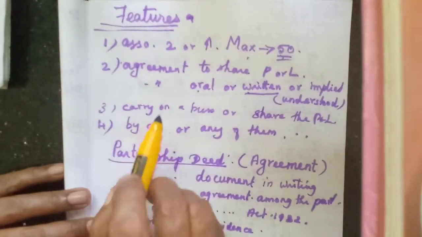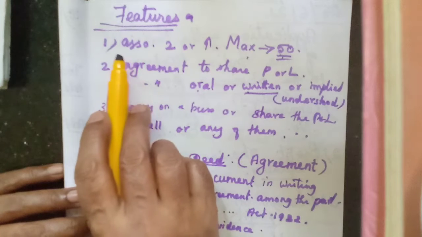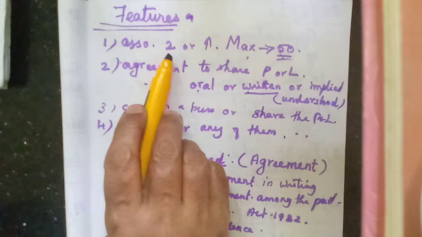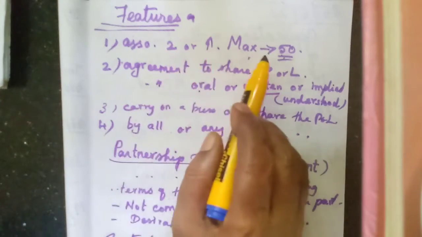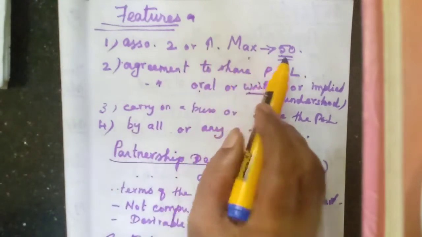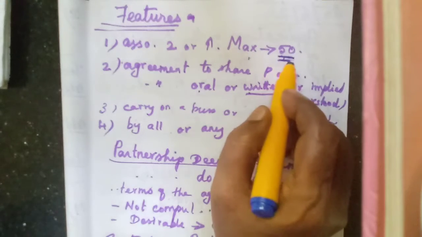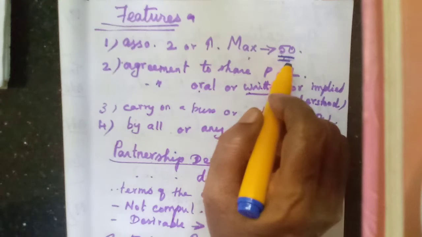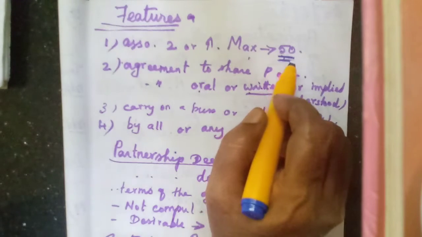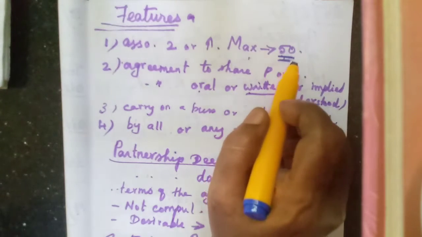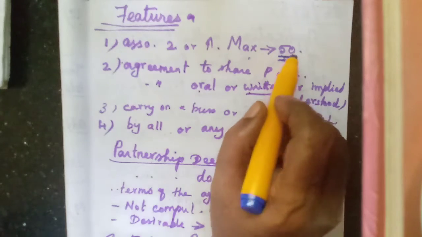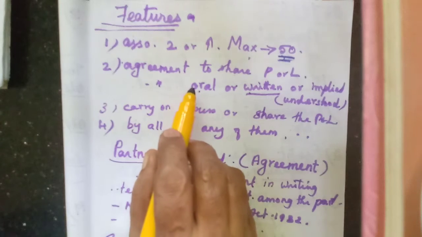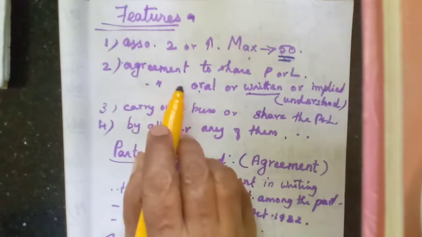What are the features? From the definition itself, we have learned it is an association of persons. So minimum 2 persons, maximum many, but it is limited to 50. Before it was 10 and 20 only, now it is given as 50 persons. Because of this Companies Act 2013, they have increased this number. The new edition only they have given like this. Maximum is 50 members.